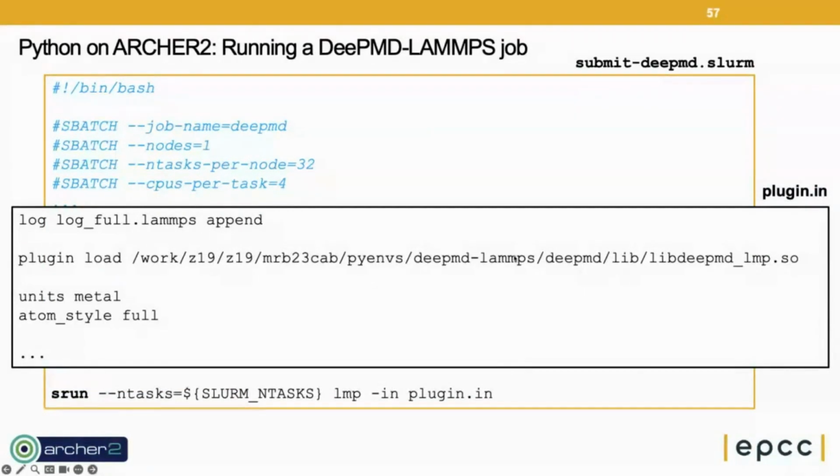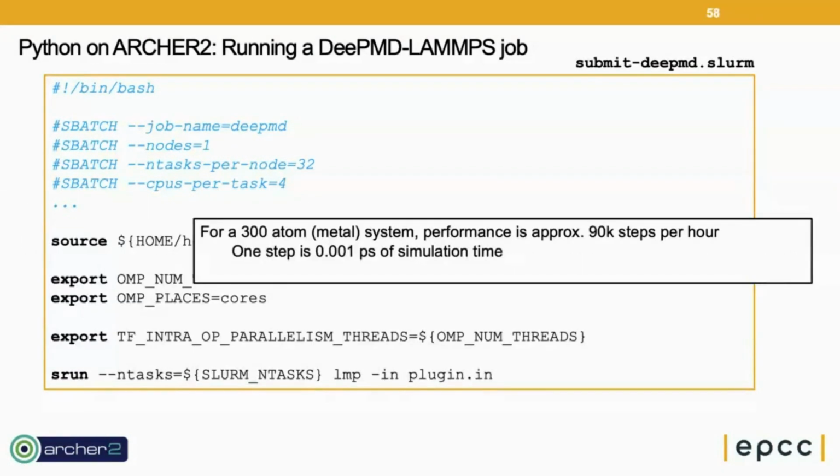So that contains this path, which points to the library provided by DeePMD kit, and this is the one that will instead use the neural network in order to predict what the next step would be. And so the user is able to do this, and for a fairly small system, a 300 atom system, they could do about 90,000 steps per hour. So that equates to about 1,000 picoseconds of simulation time.